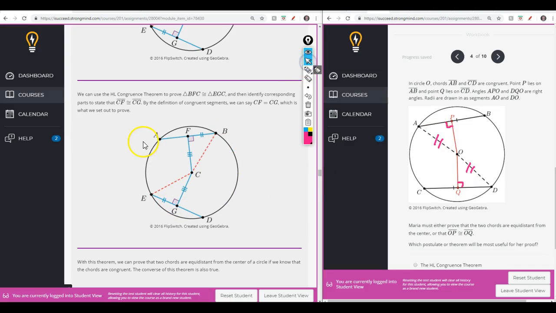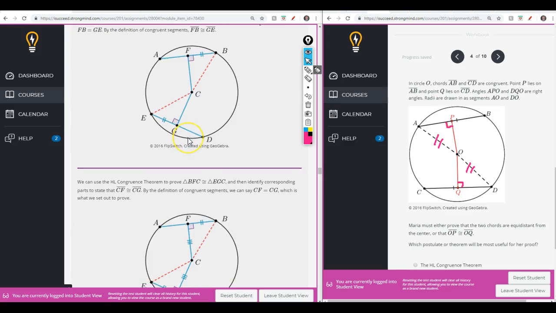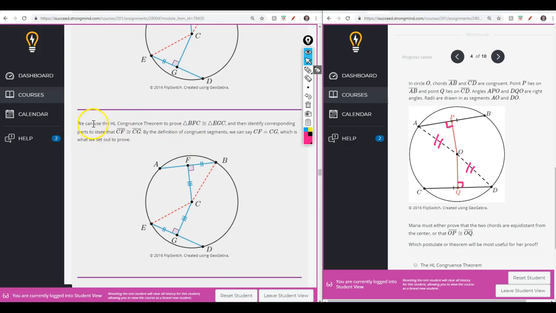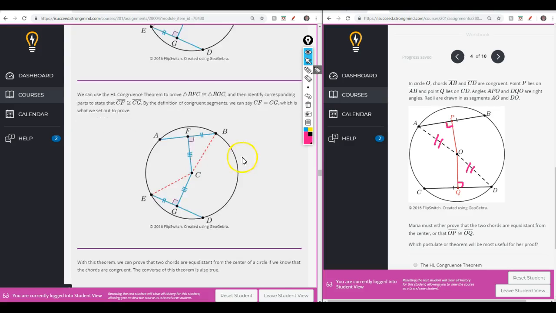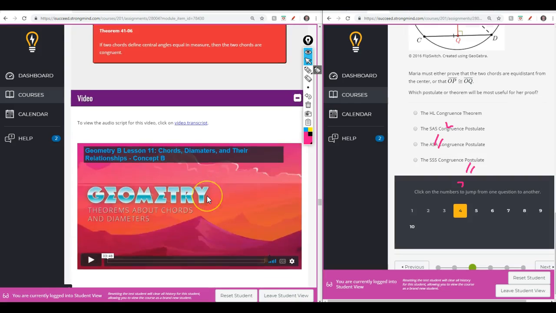The one jump that we are missing is that FB is congruent to EG, so like we're missing that AP is congruent to QD. However, this is what it's following along this proof. So I'm noticing that it says we can use the hypotenuse leg congruence theorem, and that was one of the options that we had to answer our question.